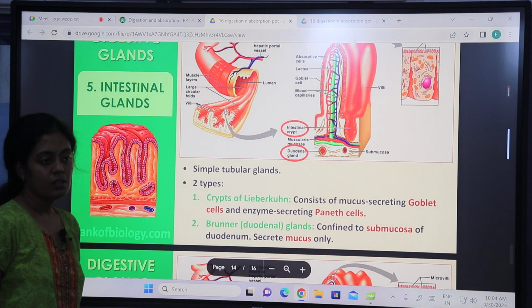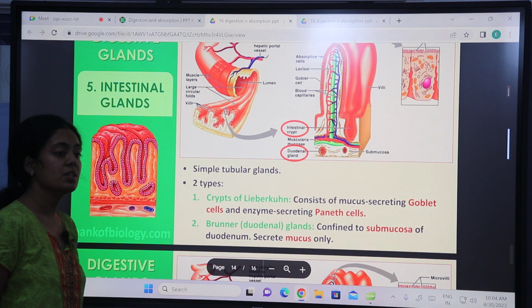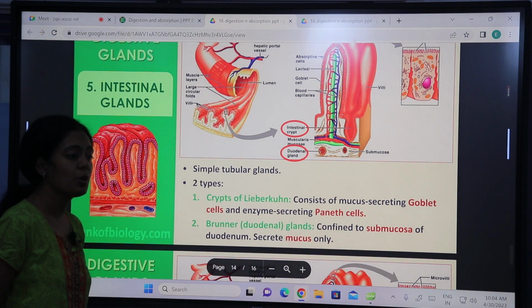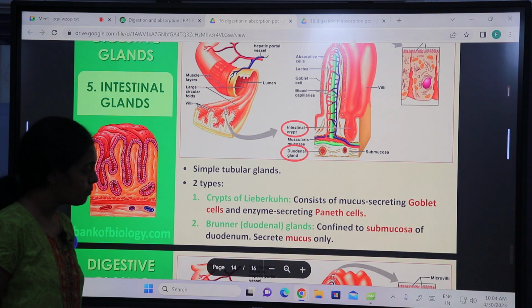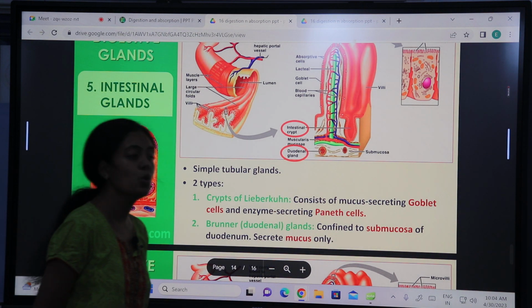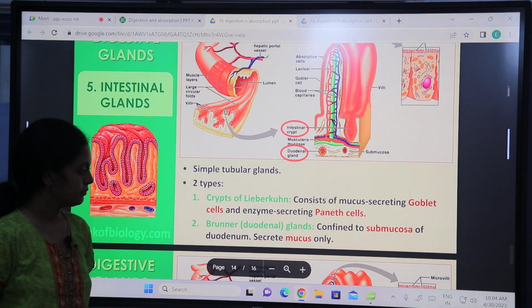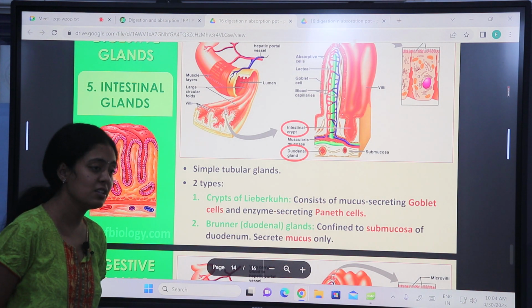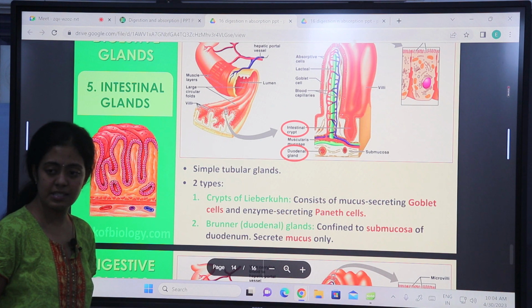Clear? Two glands: crypts of Lieberkühn and Brunner's gland. Crypts of Lieberkühn is made up of goblet cells and Paneth cells. Your goblet cell produces mucus, Paneth cell produces enzymes. Very good. Brunner's gland is confined to the submucosa and it secretes mucus alone. The juice is called the intestinal juice. Another name of the intestinal juice is succus entericus.